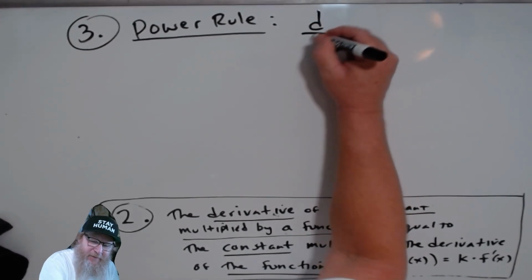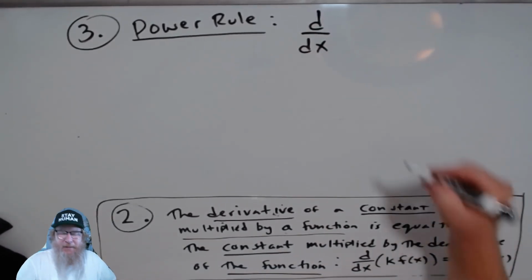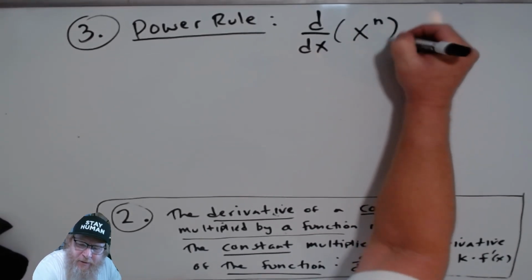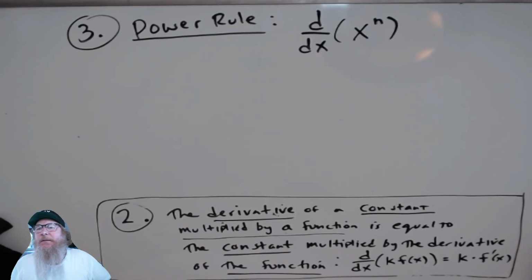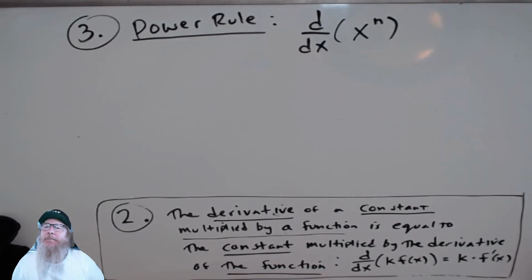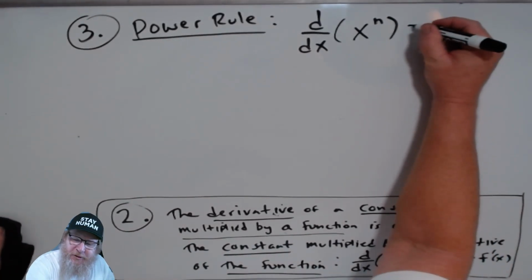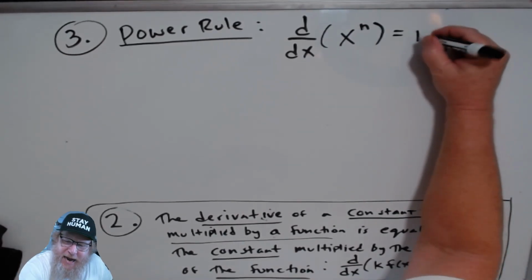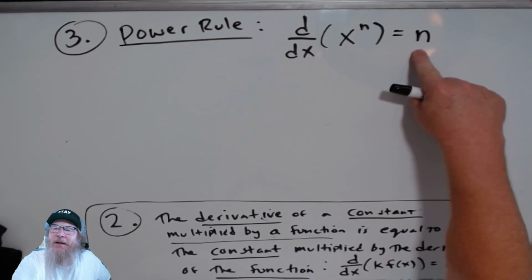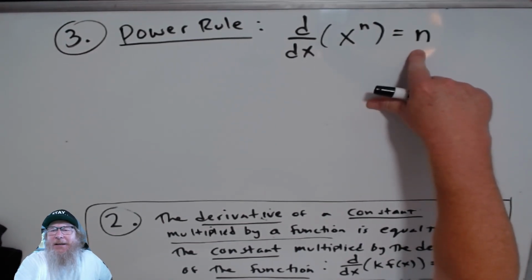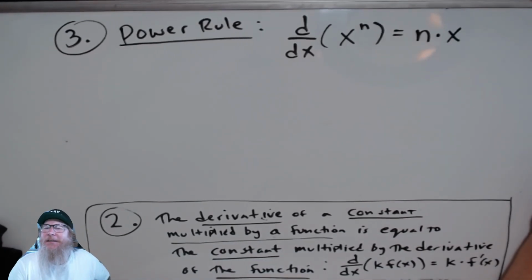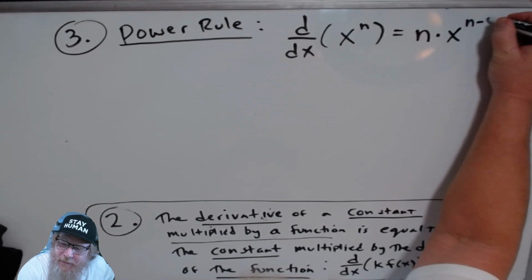And it says the derivative of an expression to a power, right, x to the nth power, is equal to, now you're going to love this, n, so the constant, that's not the same as k, I'll get to that in a minute, times x, and then you subtract 1 from the power.